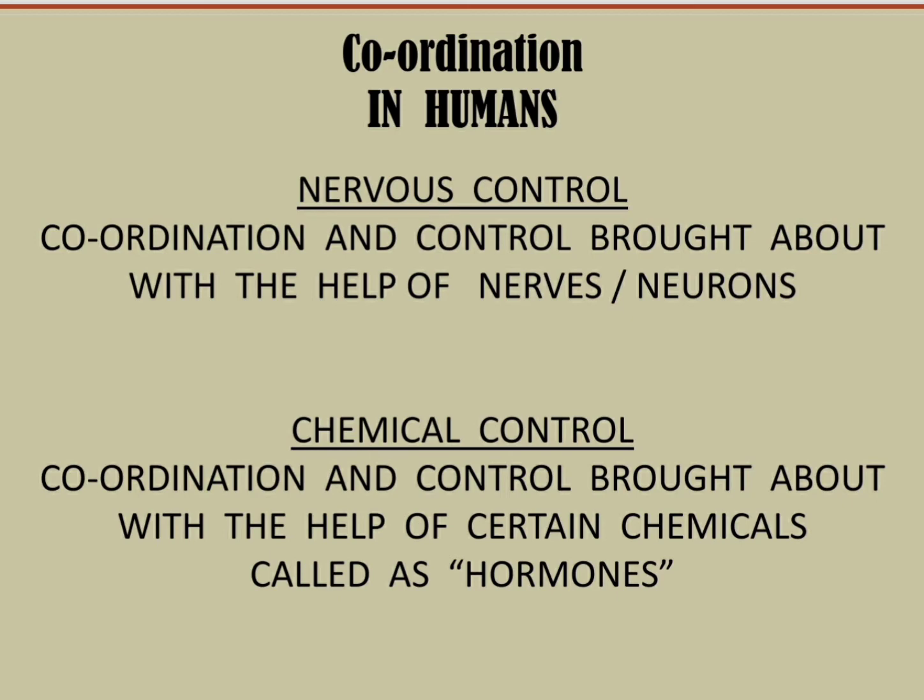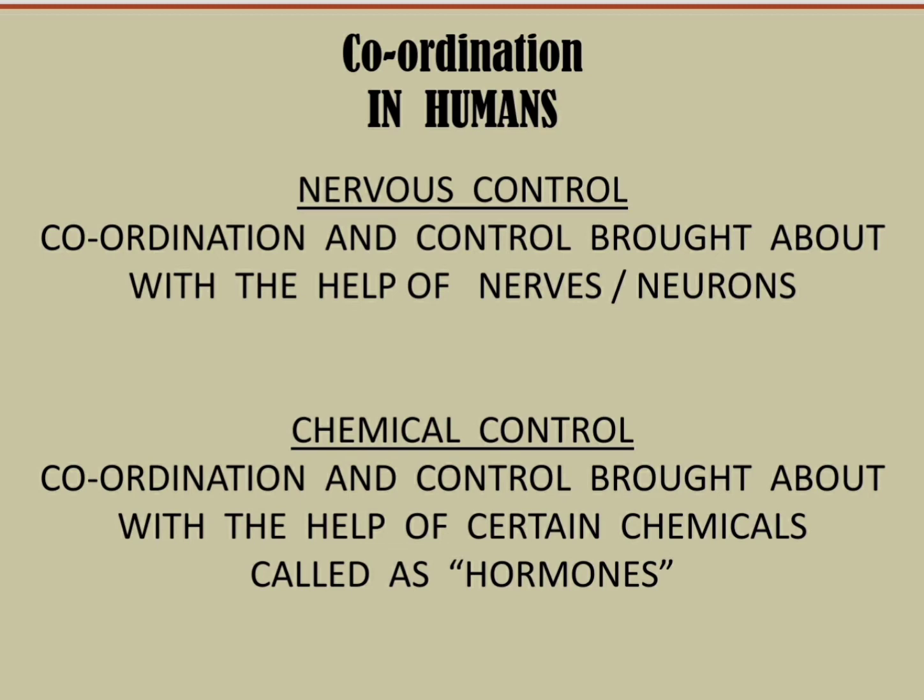The organs internally are working in perfect coordination with each other and helping human beings to continue with their daily work. So how is this happening? It can happen because of two things. The first one is called nervous control, and the second is called chemical control.